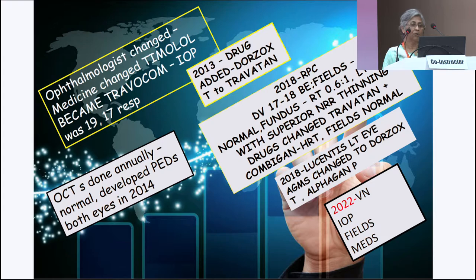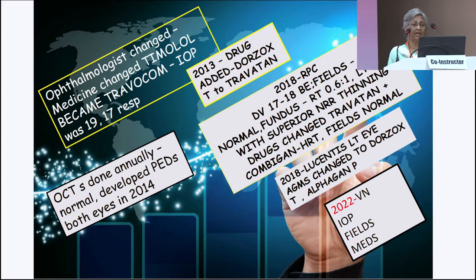So the ophthalmologist started the medicines, first Timolol, which he was on, and then that became Travacom. And why? The pressures were 19 and 17. I don't know. Maybe he measured the pressure on NCT, doesn't matter. Then in 2013, another drug was added, Dorzox-T to Travatan. So Travatan, Dorzox-T, fair enough. Then OCTs were being done annually, normal. But this guy developed PEDs in 2014.